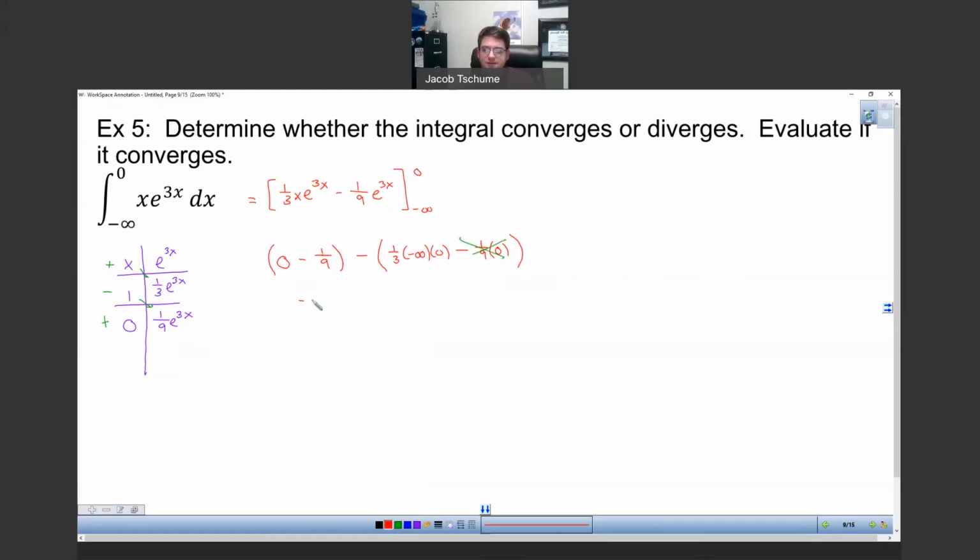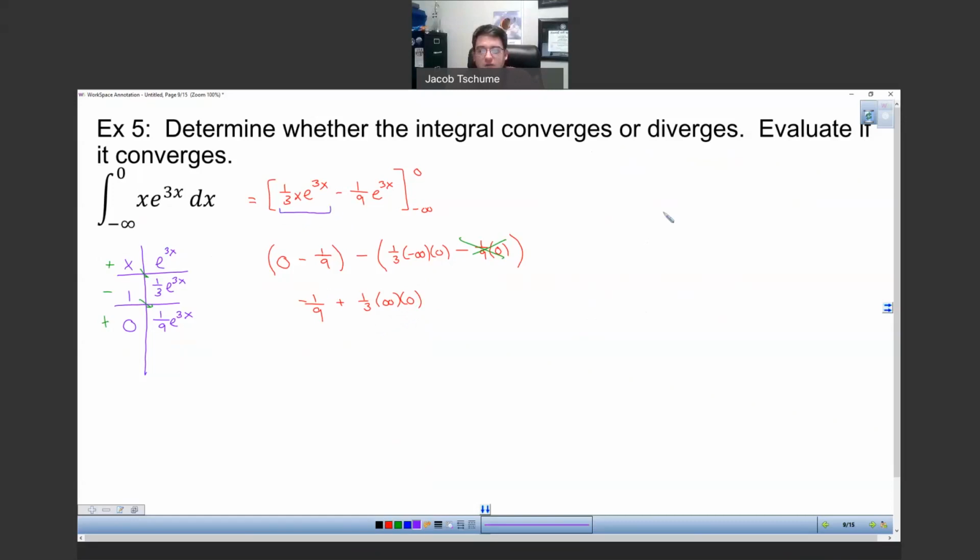This first parenthesis becomes a negative 1/9, and then you're going to end up with a plus 1/3 times infinity times 0. This is something that you should have seen in a Cal 1 class when you did indeterminate products of limits. You're going to have to figure out what happens when you multiply a 1/3 times infinity. So where did this come from? This came from solving this problem right here as an infinite limit.